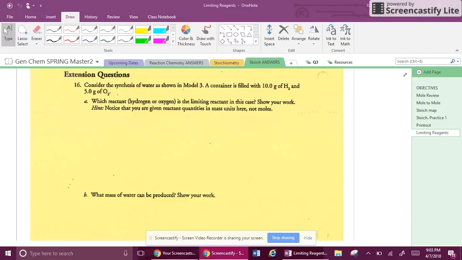And the first thing I need to do is get a chemical equation, my reaction. So I know that its reactants are hydrogen and oxygen, and it's making water. So real quick, I'm just going to rewrite this. H2 plus O2 yields H2O, and it's a 2 and a 1 and a 2. Okay. So again, it's a stoich question.